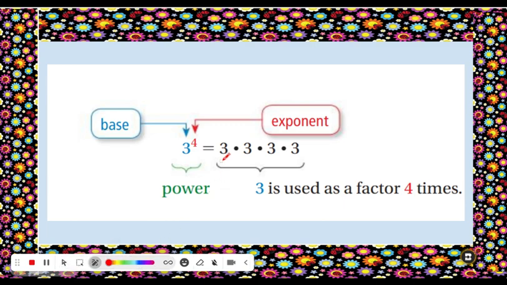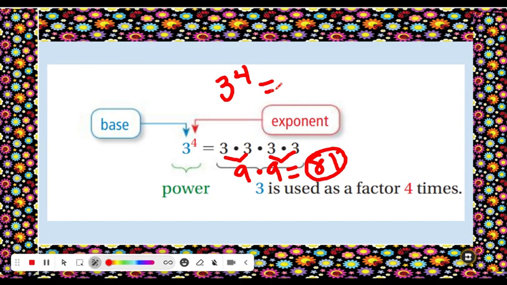If you are asked to evaluate, then we're going to find an answer. So 3 times 3 is 9. And we could do that again. 3 times 3 is 9. 9 times 9 is 81. So if you are asked to evaluate, that just means to solve. So 3 to the 4th power equals 81. Together, the base and the exponent is called a power.